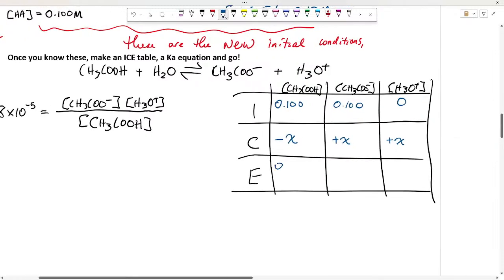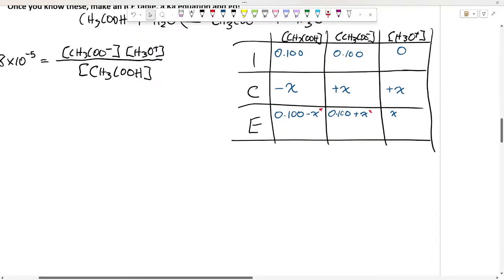So this should be 0.100 minus x. This should be 0.100 plus x, and this one should just be x. We can save ourselves a lot of time if we do what little test? Is 0.1000 over 1.8 times 10 to the negative 5 greater than or equal to 500? If it is, it's going to save us some time here.